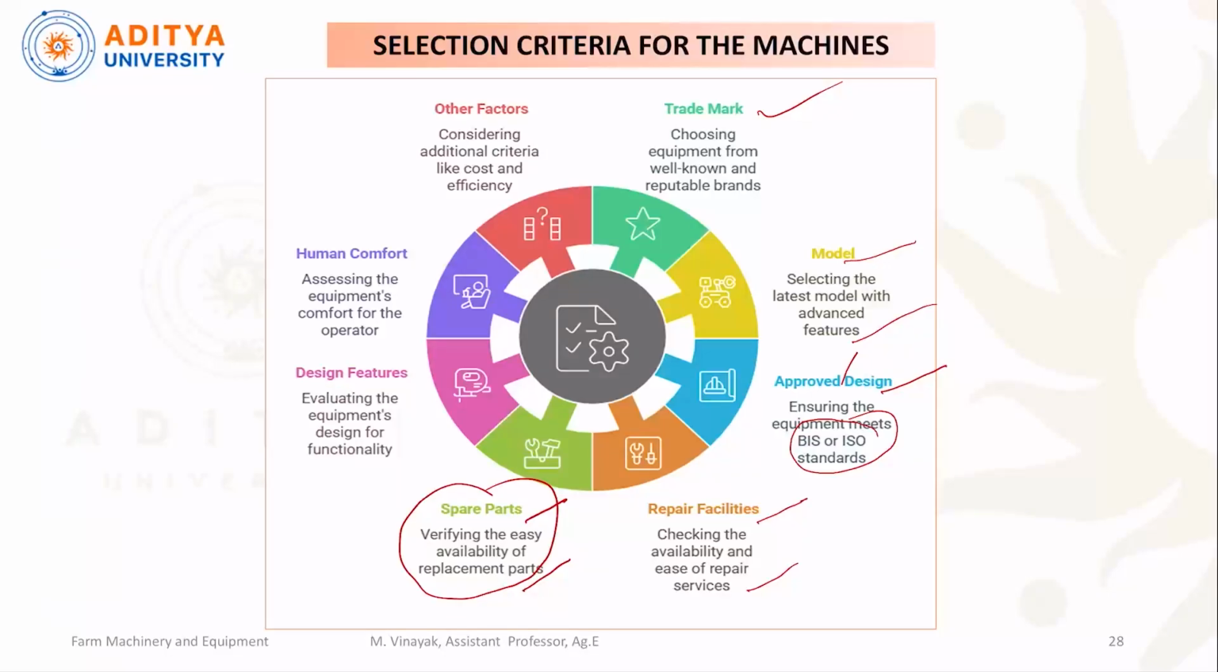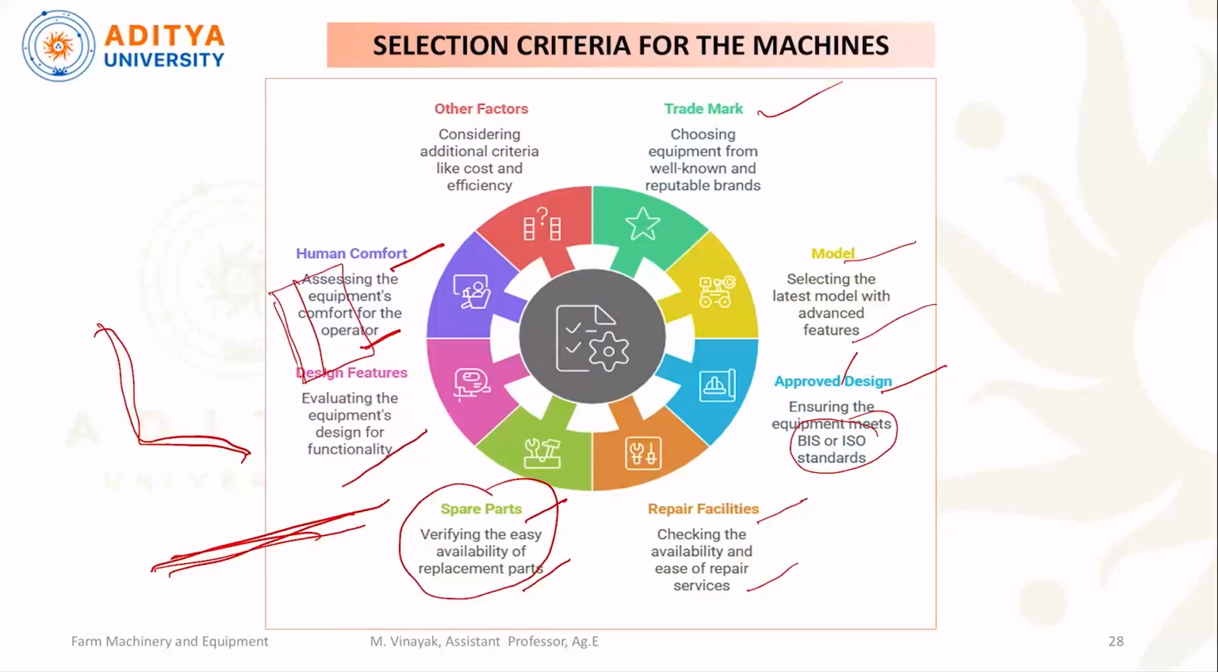Next one is the design features, evaluating the equipment design functionality. Next one is the human comfort, assessing the equipment comfort for the operator. So suppose you take the tractor seat. This one is a tractor seat. This one is a baseboard. This one is a digital dashboard.